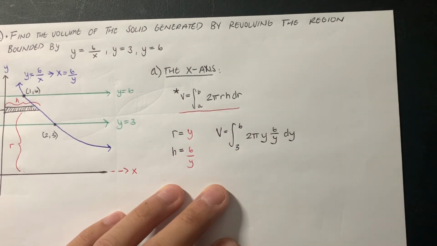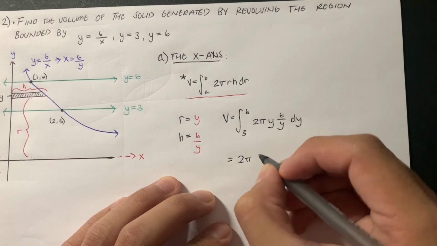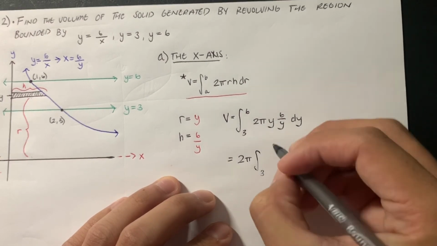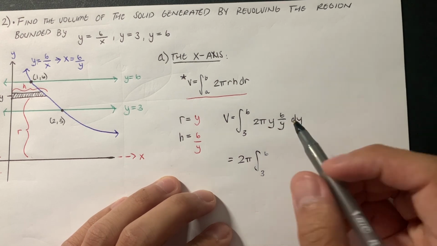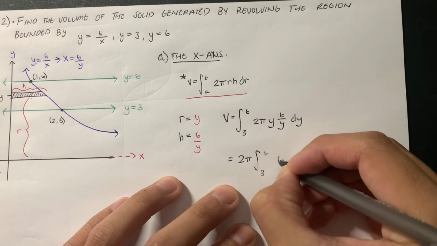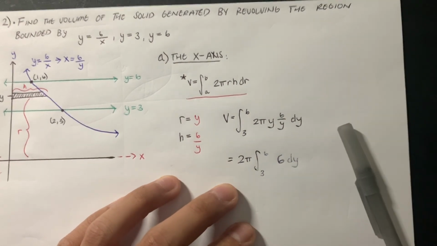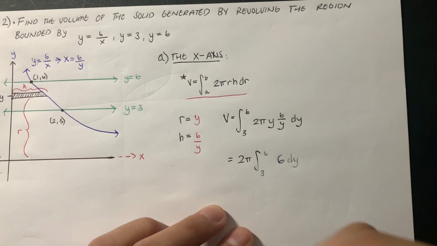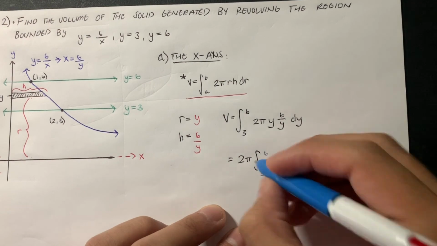So now we're going to start evaluating this. Just rewrite this and make sure we pull our constants out. So from 3 to 6. And then we can see that the y's are just going to cancel out here. So we're actually going to end up with just a 6, dy. Sorry, my pen's running out here. Go ahead and swap that pen out real quick. So it's just more legible.